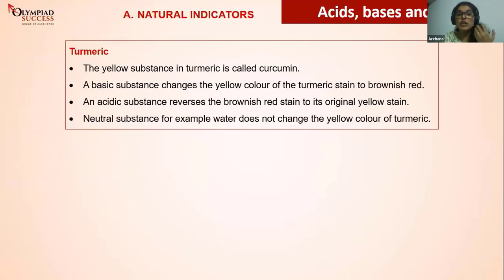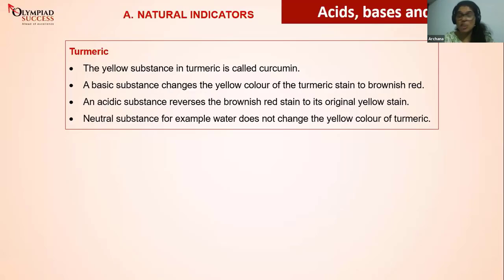So coming to natural indicators, we have different types. We have turmeric, we have China rose, we have litmus. There are many options here. We are going to look at what the color changes are, and at the different kinds of questions which can be answered based on that.